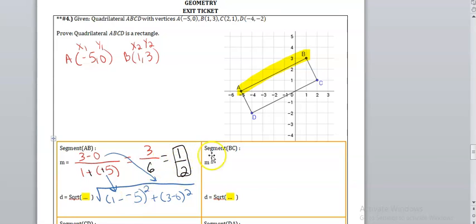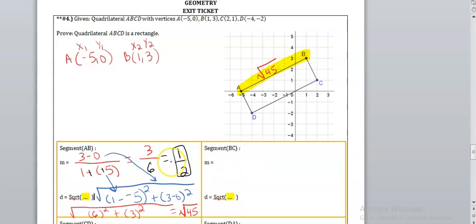We already know the answers on top, so I just have to rewrite them here in the bottom. So I'm going to put square root of 6 squared plus 3 squared. And 6 squared is 36 plus 3 squared, which is 9. So 36 plus 9 is the square root of 45. So this distance is the square root of 45.